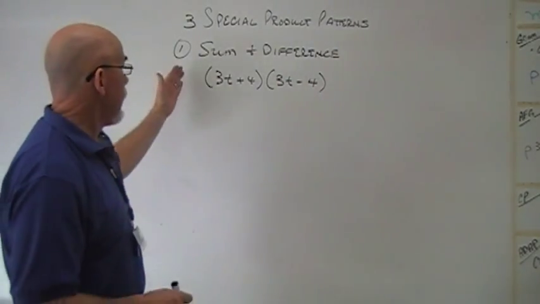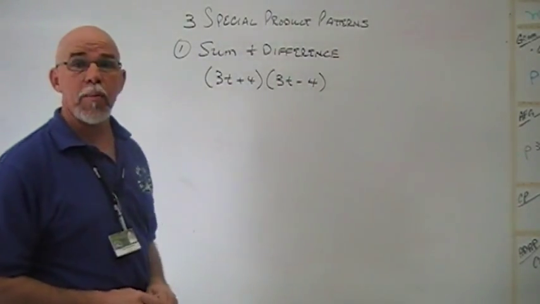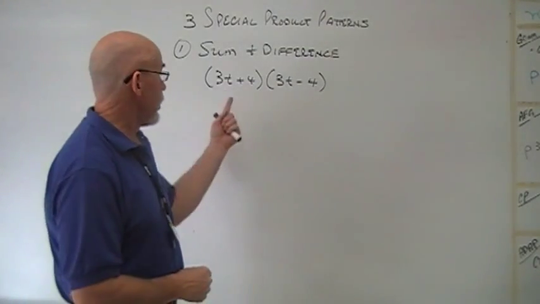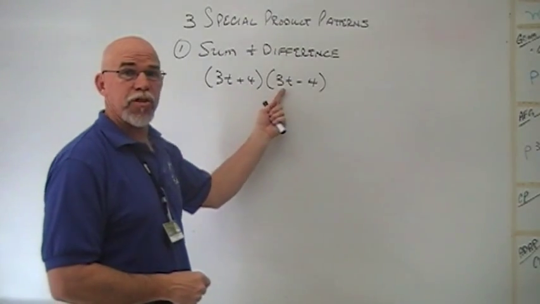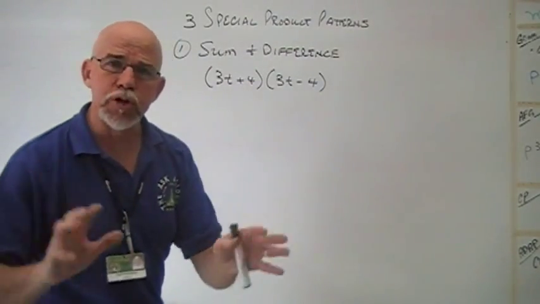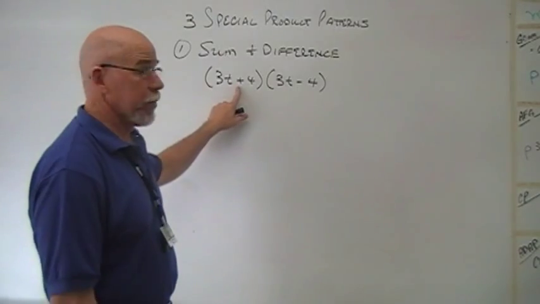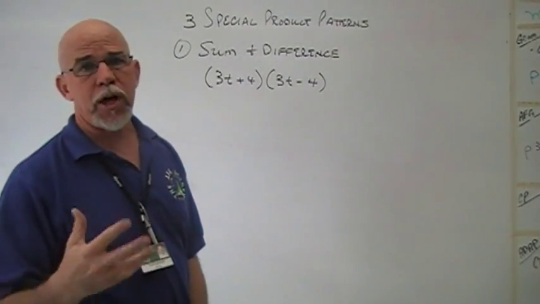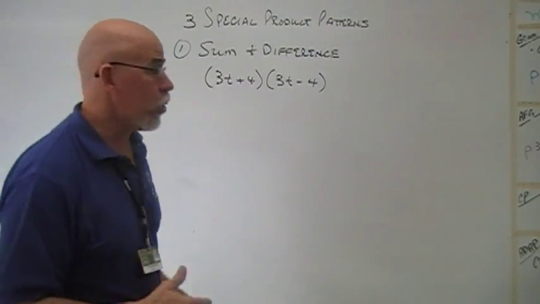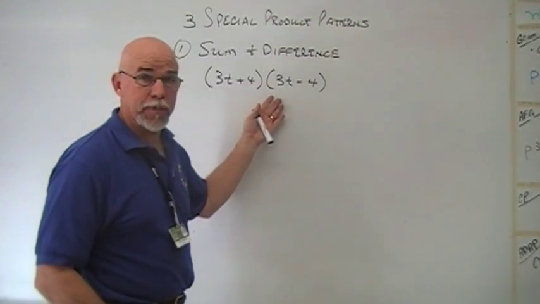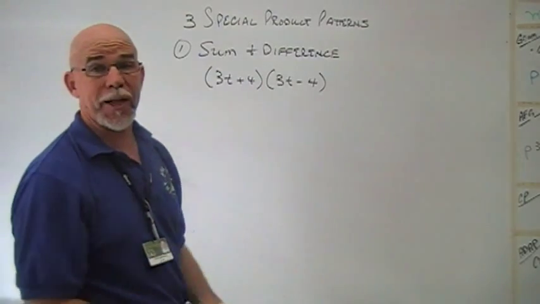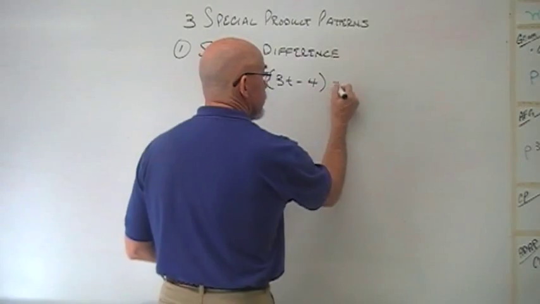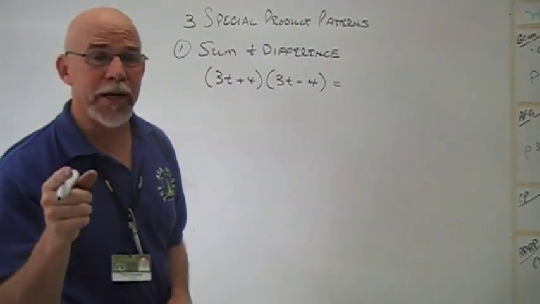So the first pattern is called a sum and difference. You have two binomials and they look almost identical, like 3t plus 4 and then 3t minus 4. They almost look exactly the same. We have a sum and we have a difference. Well, if you recognize that pattern, the product of that is very, very simple and quick. Again, if you don't remember or recognize this pattern, you can always multiply like we learned how to multiply last week. But if you do recognize it, then this pattern can easily be multiplied in a quick way.